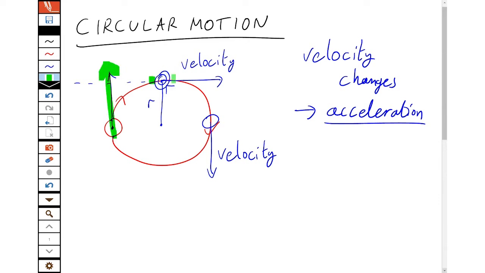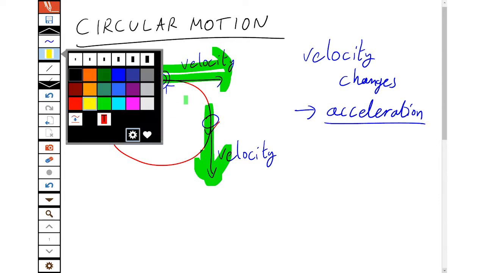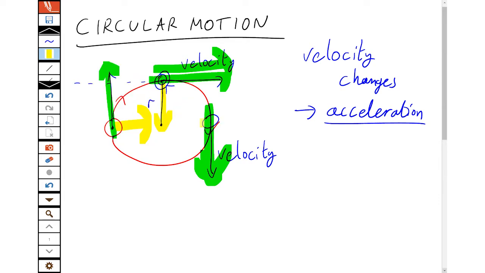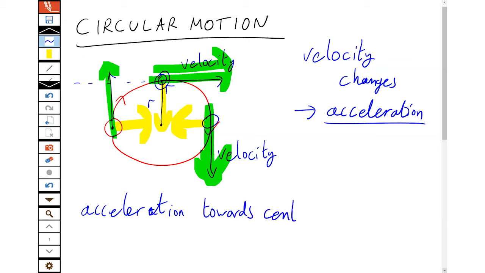And these objects are changing direction, and if we look at how it's changing direction, it was going up, now it's going to the right. So the change in direction is to the right. Then it was going to the right, now it's going down. So the change in direction is down. And so on around the circle. We see this acceleration is always towards the center of the circle. And that's why it's sometimes called centripetal acceleration.